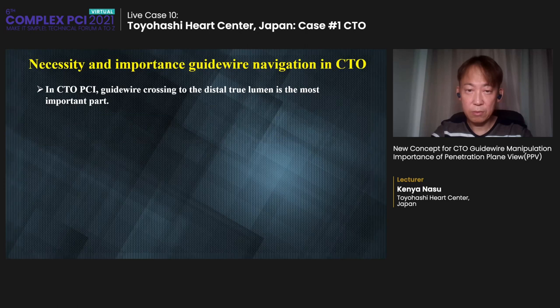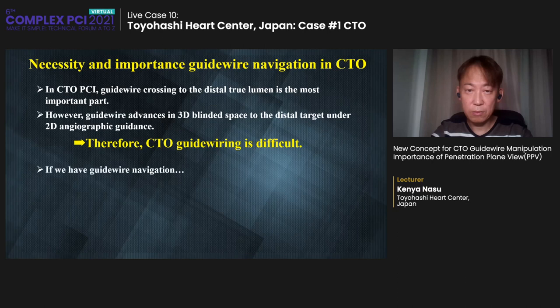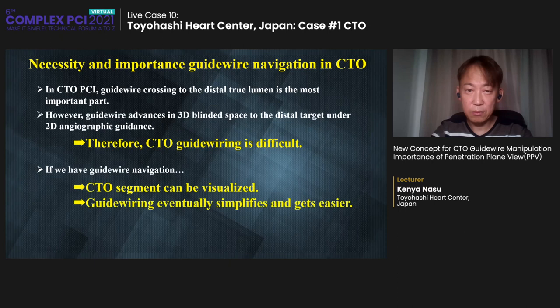In CTO PCI, guide wire crossing to the distal lumen is the most important part. However, the guide wire advances in a three-dimensional blind space to the distal target under two-dimensional angiographic guidance. Therefore, CTO guide wiring is very difficult. If we have guide wire navigation, we can visualize the CTO segment, and the guide wiring eventually gets simpler and easier, and we can standardize CTO guide wiring.